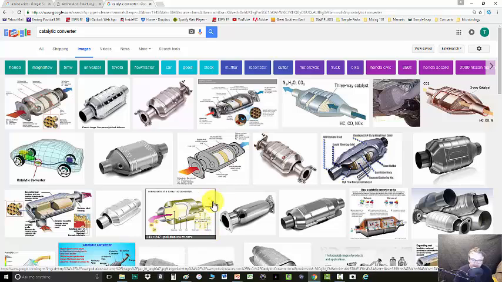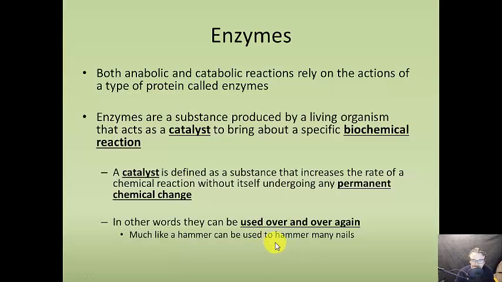Now, in this case, it's a type of metal, I believe. I'm not all that knowledgeable about it. I probably shouldn't even say. I'm not sure exactly how it works. But it's a non-biological catalyst, and it is a similar thing where it breaks down molecules in a way that can be used over and over and over again. So it's a different type of catalyst. That would be a non-biological catalyst.